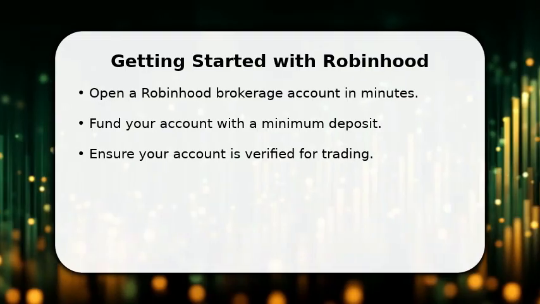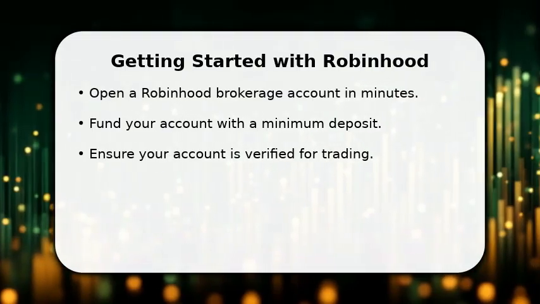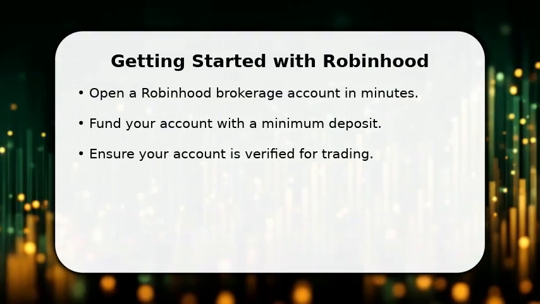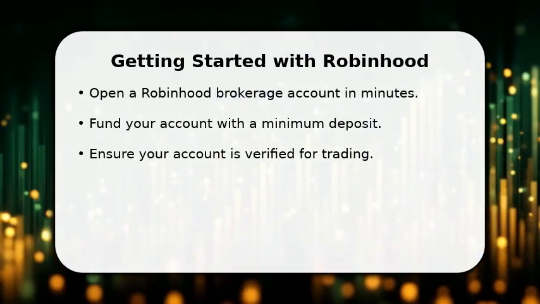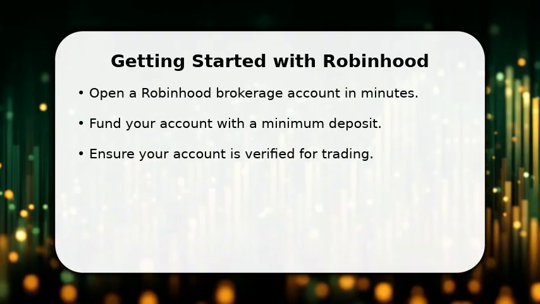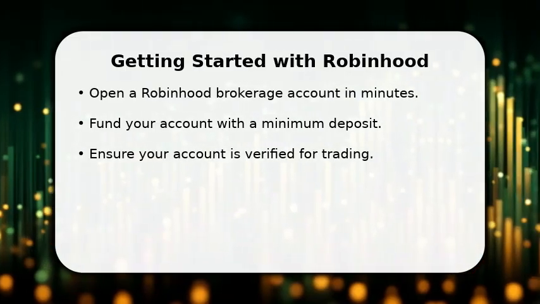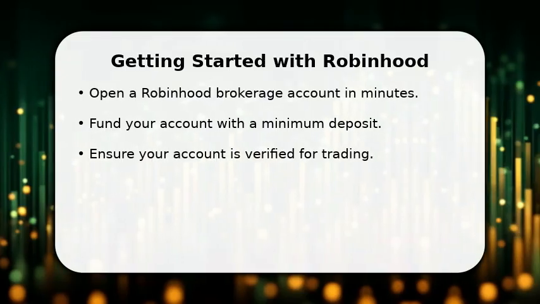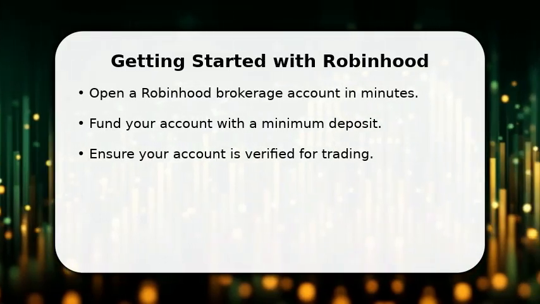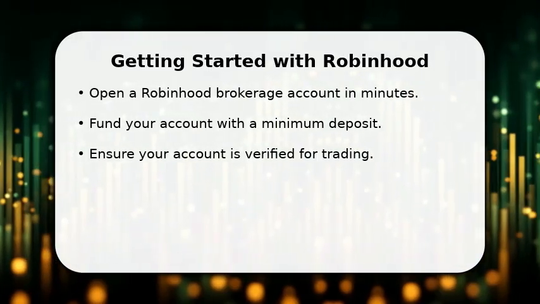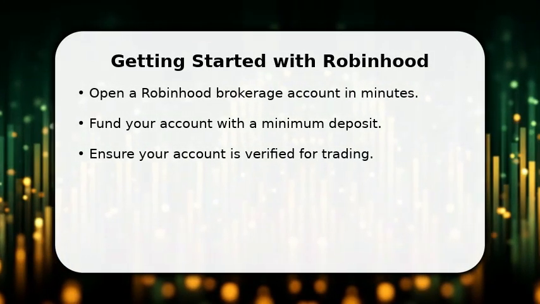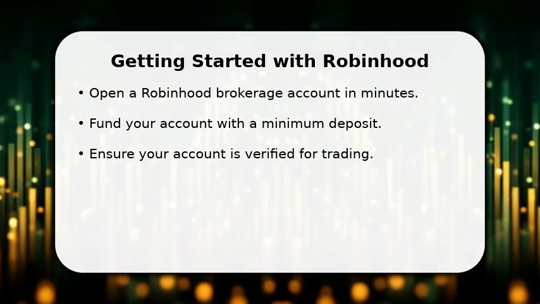In this video, I will explain how to buy S&P 500 index funds on Robinhood. First, you'll need to set up your Robinhood brokerage account. This process is quick and typically takes just a few minutes. Once your account is open, you'll need to link a bank account and deposit funds. Make sure your account is fully verified to avoid any trading restrictions. This initial setup is crucial for a smooth investment journey.